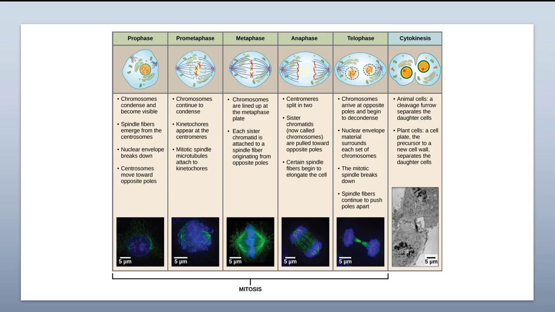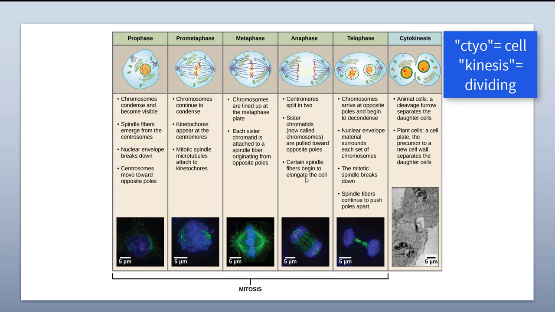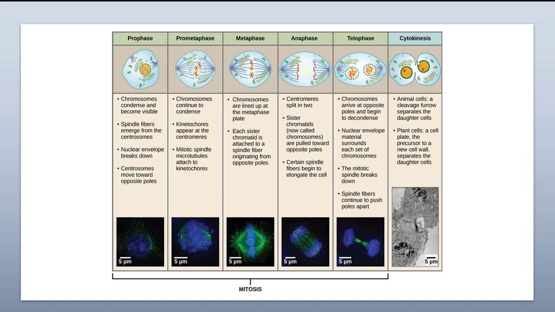Okay. So finally, we end up with cytokinesis as the second part of our mitotic phase. With cytokinesis, remember, cyto means cell, kinesis means dividing. So this is when we actually have the physical dividing of the cell into two separate daughter cells. And this occurs differently depending on an animal cell versus a plant cell. So we'll talk about this in a separate slide.